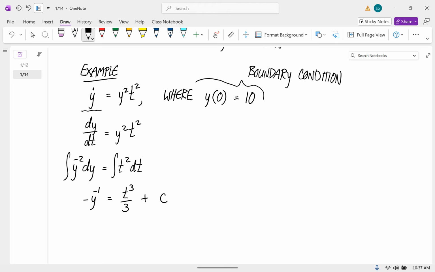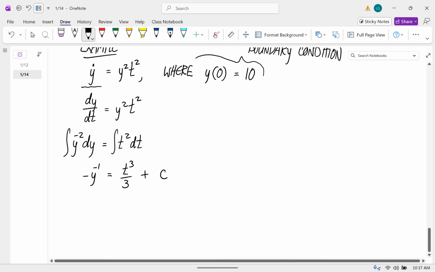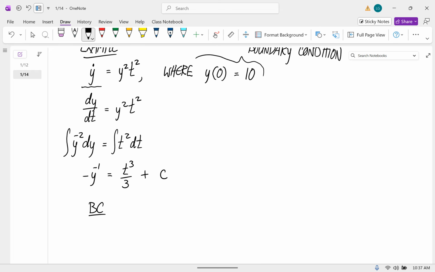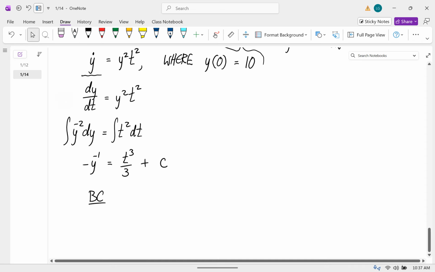And I'm just going to apply this boundary condition, I'm just going to use it in the form that I got here. I mean, I could right now get it into a function form, but let's just use this. So now I'm going to use the boundary condition, which says I'm going to plug in 0 for anywhere t is, and I'm going to plug in 10 for anywhere y is. Anyone have any questions about what I'm doing there?